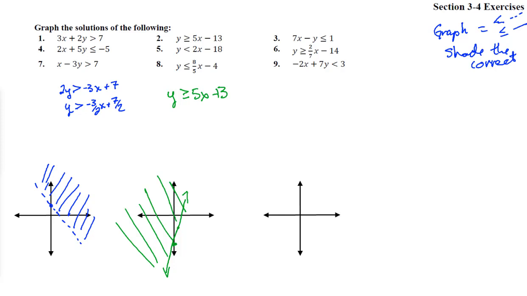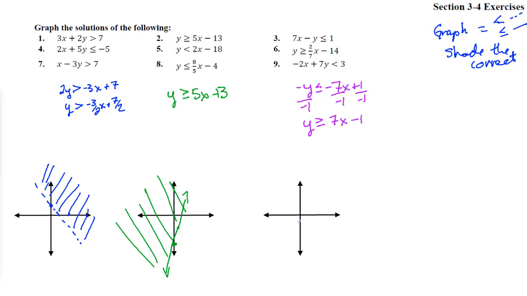All right, number 3. 7x minus y is less than or equal to 1. Let's solve for y. Subtract 7x on both sides. We get negative y less than or equal to negative 7x plus 1. And then divide everything by a negative 1. That's to get the y completely by itself. And you'll notice what happens. We now have y. It switches direction. We just divided by a negative number. So this is y is greater than or equal to 7x minus 1.